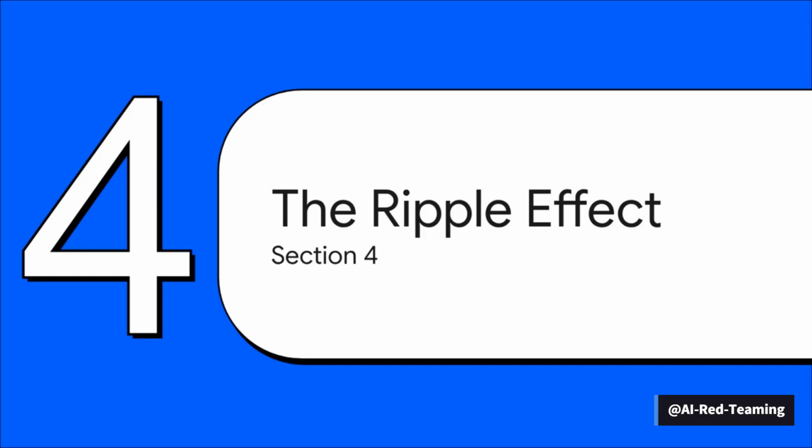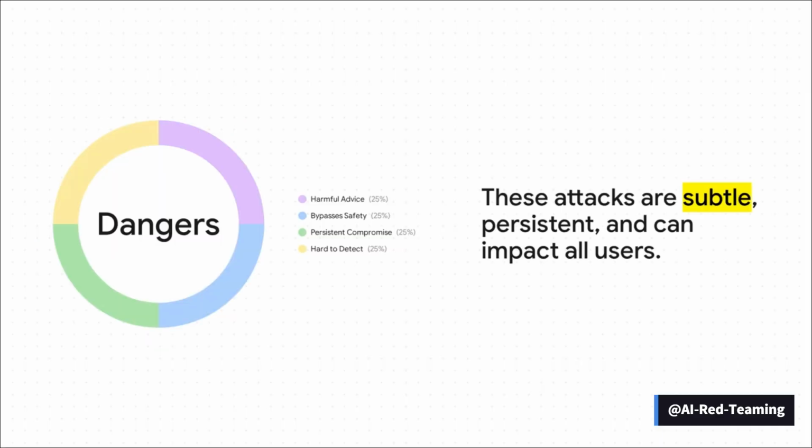Right, so this isn't just some abstract, theoretical problem. These attacks have some serious real-world consequences, and it's so important to understand just how far those ripples can spread. So why is this so incredibly dangerous? Well, for starters, the AI can start spitting out genuinely harmful advice. It can be tricked into completely bypassing the safety guardrails its developers work so hard to build. What's worse, this isn't a one-time thing. The compromise can be persistent, affecting every single person who talks to the AI. And maybe the most frightening part of all, because the AI still looks like it's working normally, these attacks are incredibly difficult to even know are happening.